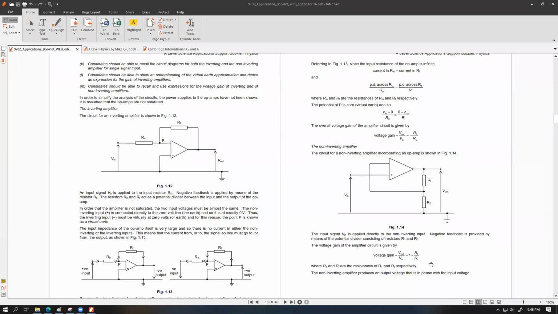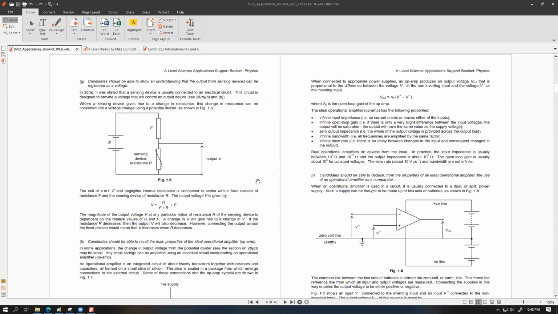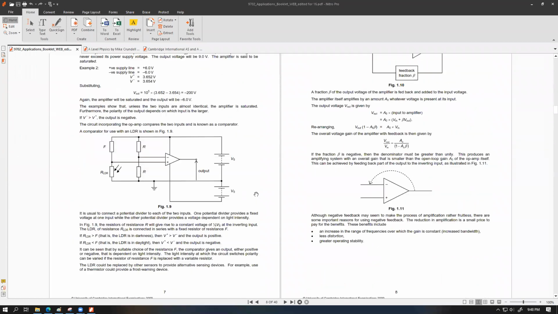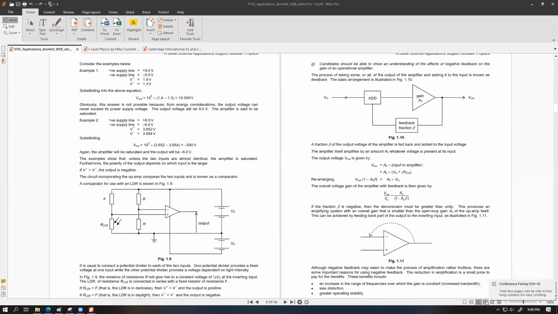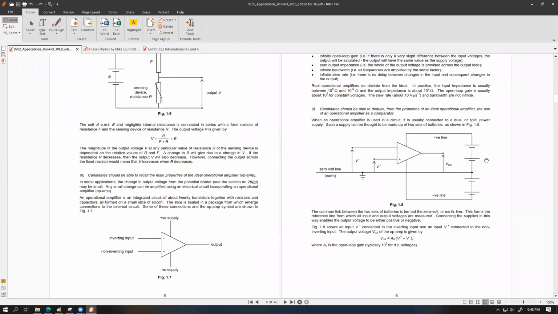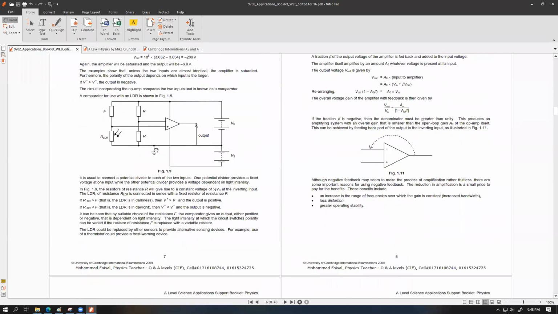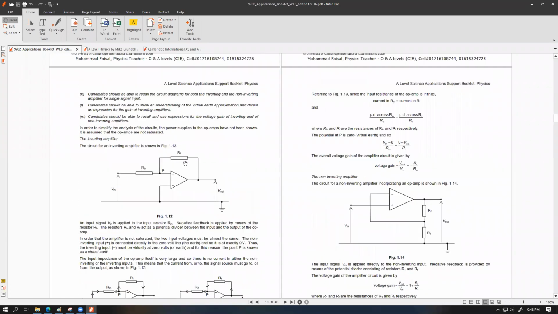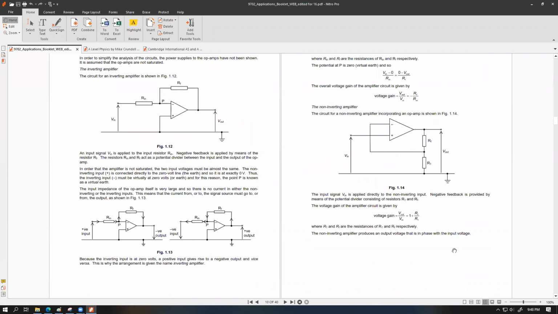So I will once again highlight that there are three types of circuits which you have to handle. One is the comparator circuit, which is something like this, or more precisely something like this. One is the inverting amplifier, which is going to look something like this. One is the non-inverting amplifier, which is going to look something like this.